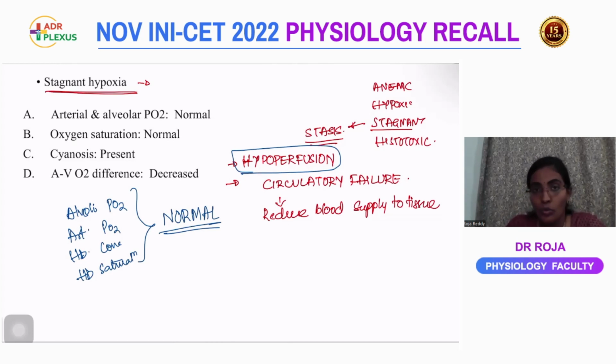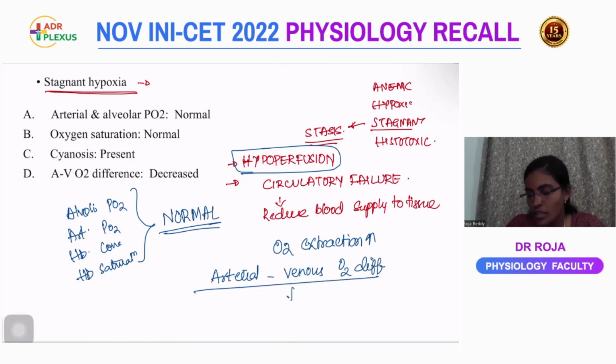Since the flow is less, the tissues need to meet their demands. So what will they do? They will try to extract more oxygen. Oxygen extraction will be increasing. And hence, what will happen to the arteriovenous oxygen difference? The arteriovenous oxygen difference will be increased. Why? Because arterial oxygen content is normal.